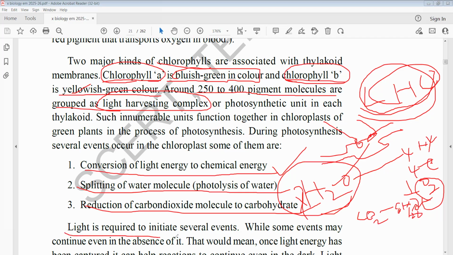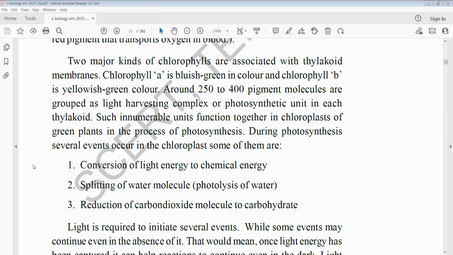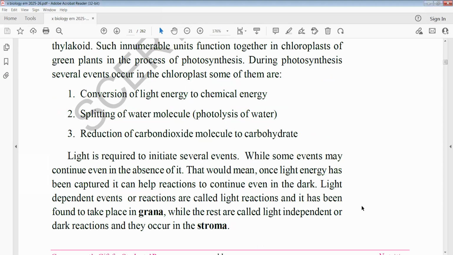Light is required to initiate several events, while some events may continue even in the absence of light. So here, this is also something you have to study deeply. So some reactions.